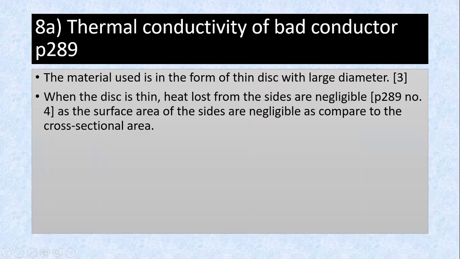Material used is in the form of a, so if it's a bad conductor, it is slightly different. Right? Material used is in the form of a thin disc with large diameter. The third point in your page 289. Why we do that? When the disc is thin, heat loss on the side is negligible. Because it's thin, very little heat is lost, and the diameter is large, so heat loss from the side is very small. A lot of heat is flowing through the area, as the surface area of the side is negligible as compared to the cross-sectional area. Right? That's why we use large diameter.